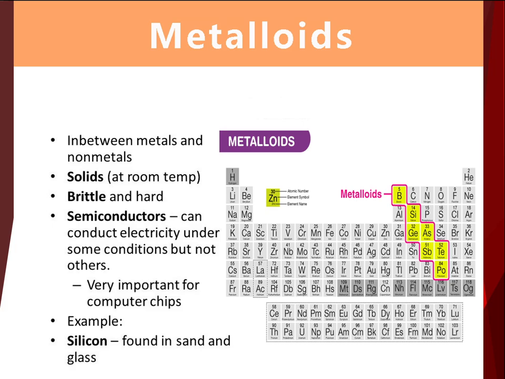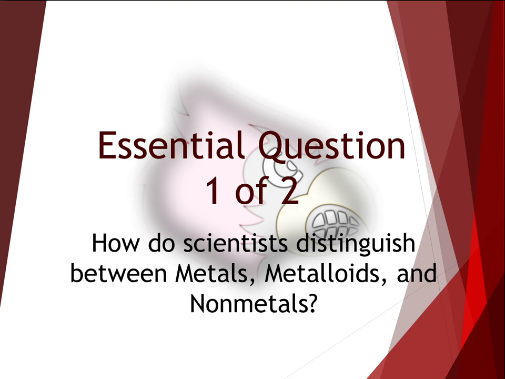Semiconductors conduct heat and electricity more easily than a nonmetal, which is an insulator, but not as well as a metal, which is a conductor. Semiconductors are very important in the production of modern electronic devices. At this point, you should be able to generate a full and appropriate response to today's essential question. How do scientists distinguish between metals, metalloids, and nonmetals?